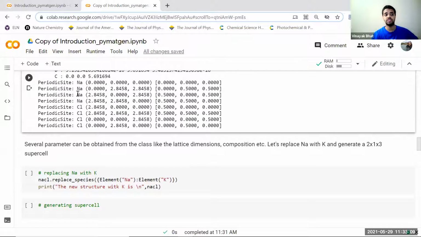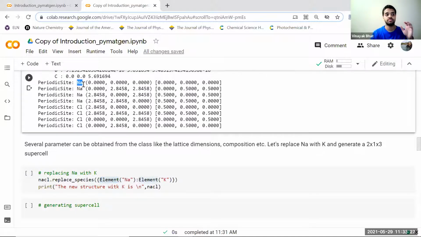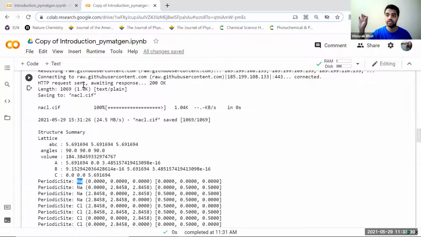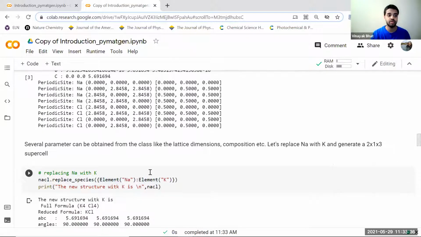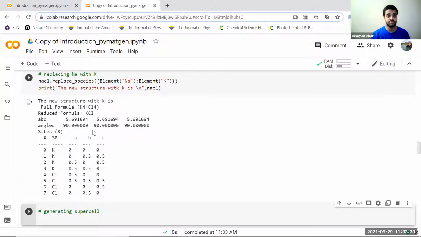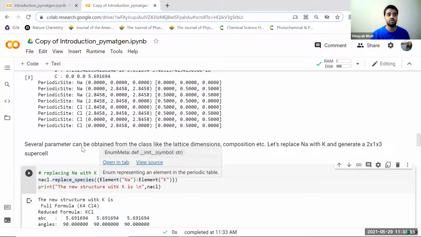This is the NaCl structure. If I want to replace NaCl with KCl, I can just say element Na. Element is an object that we create. As I told you, each of those sites is an element later on, so you go from periodic sites to finally an element. So we are saying replace this element with K, with potassium, and then we get a structure for KCl now, right? So this is what it looks like now, KCl, and all these points. So this is how replacement of things is done.